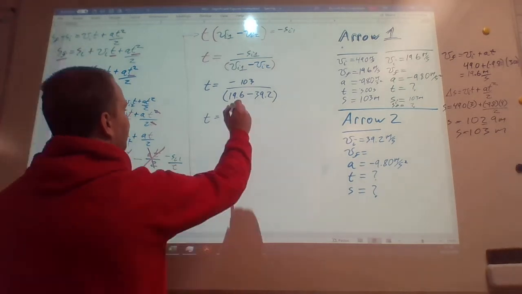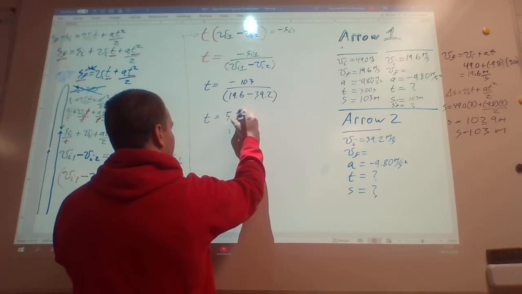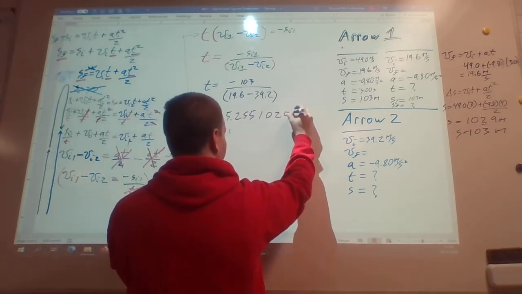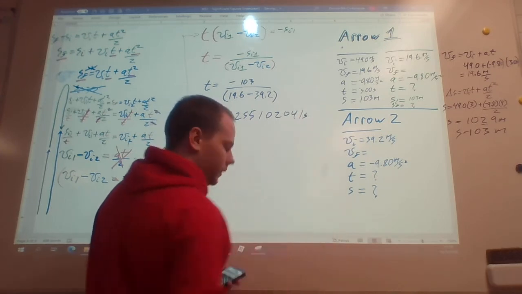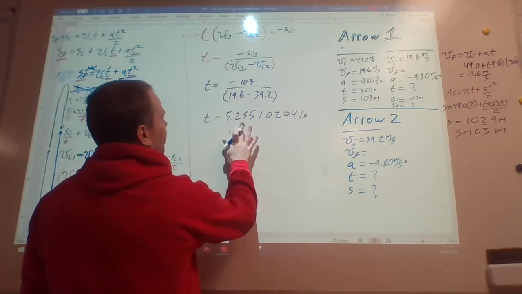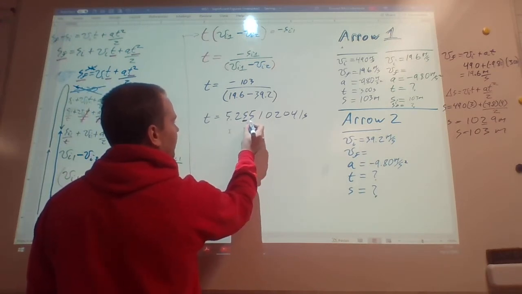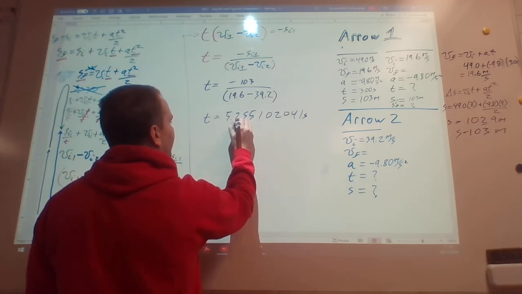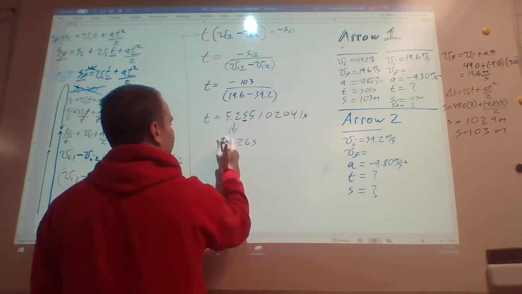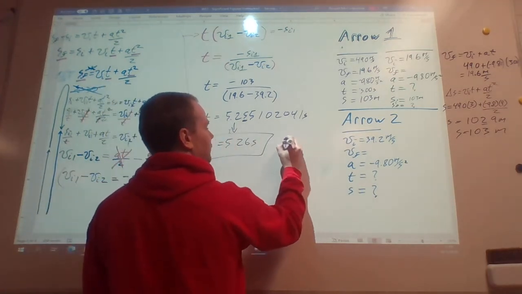and the magic calculator tells us that t is equal to 5.255102041 seconds. We need 3 sig-figs in this. So 1, 2, 3. This is our last sig-fig. 5 makes this go up. So this becomes 5.26 seconds is t. That is the answer to question A.